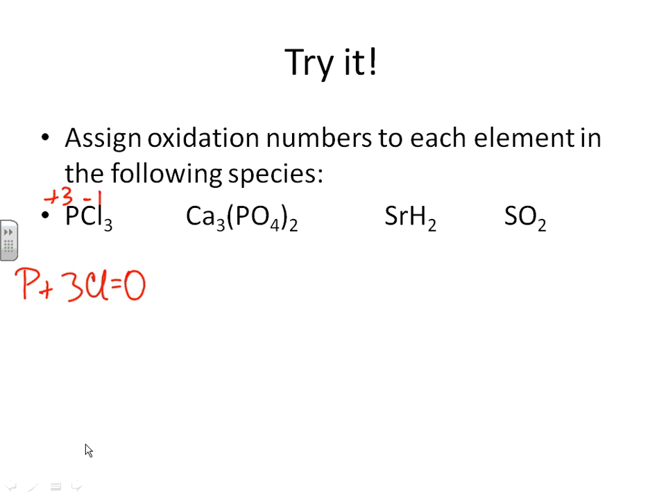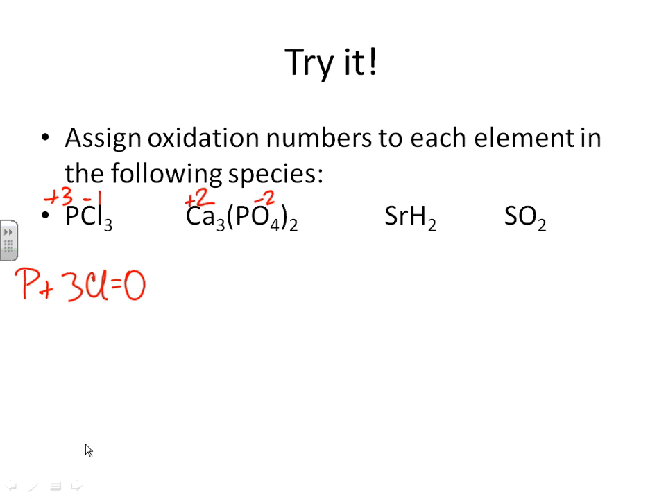Next up, we've got calcium phosphate. There are 3 elements in this compound, and we want to assign oxidation numbers to each one. Luckily, we've got rules for 2 out of the 3. First up is the calcium. Calcium is group 2. All group 2 ions have an oxidation number of +2. It goes along with their charge. We know that Ca is +2, so its oxidation number also has to be +2.